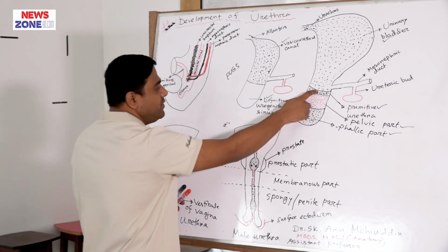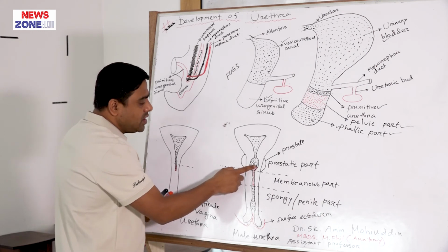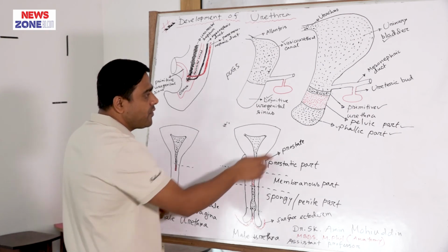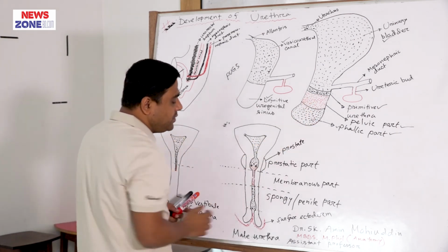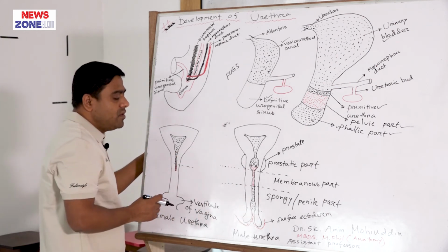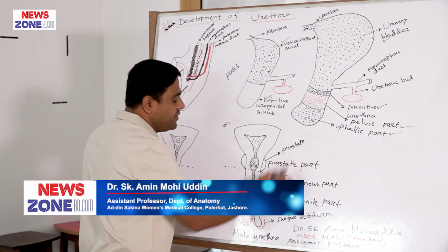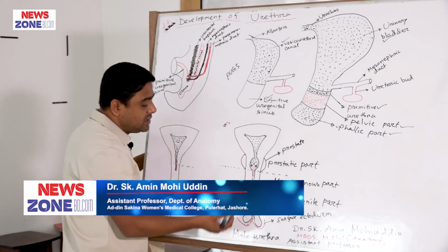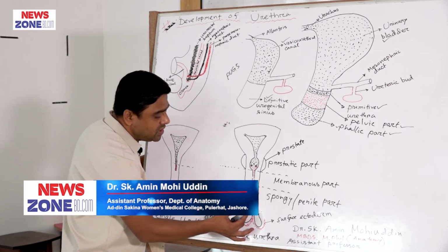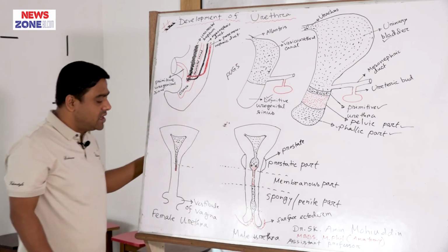So, ultimately the prostatic part of the male urethra up to the opening of ejaculatory duct is derived from the primitive urethra. The lower part of the prostatic urethra below the ejaculatory duct, also the membranous part of the urethra, is derived from the pelvic part of the definitive urogenital sinus, and the spongy part of the urethra up to the navicular fossa is derived from the phallic part of the definitive urogenital sinus, and the terminal part of the urethra anterior to the navicular fossa is derived from the invagination of the surface ectoderm.